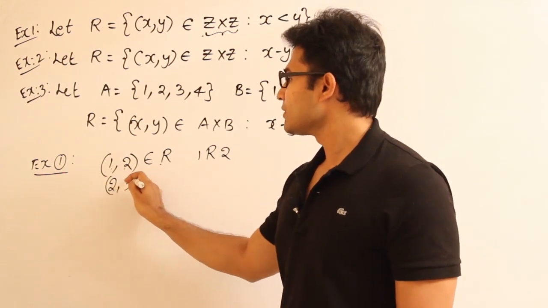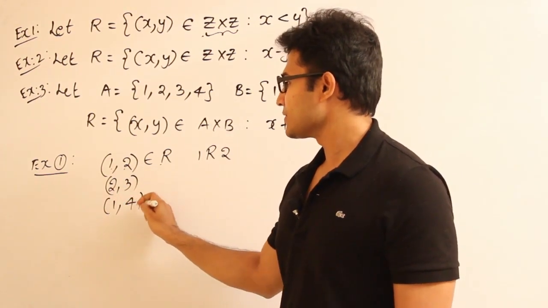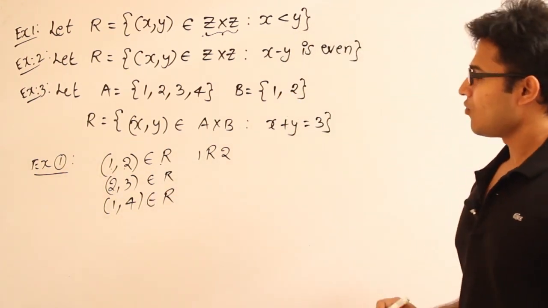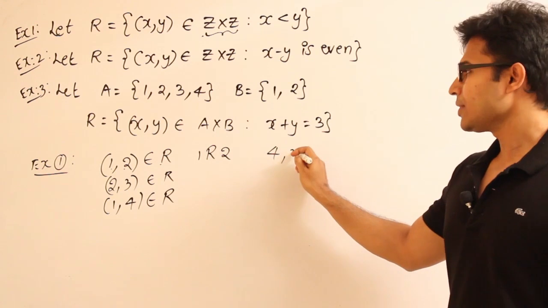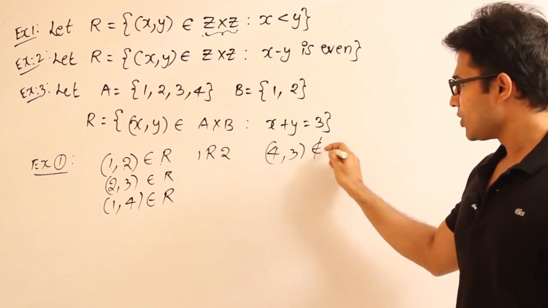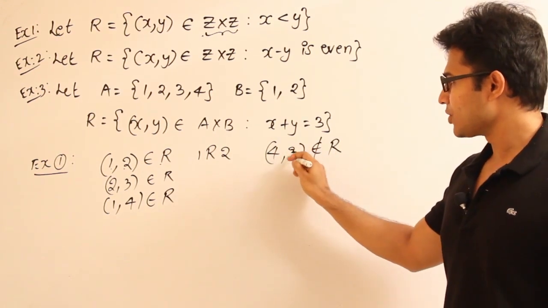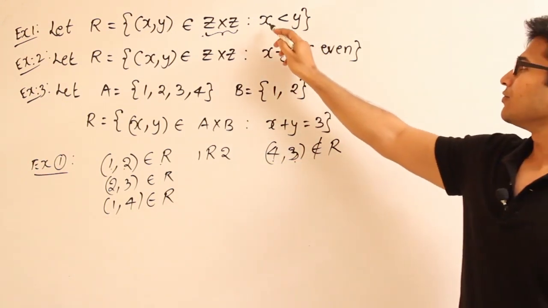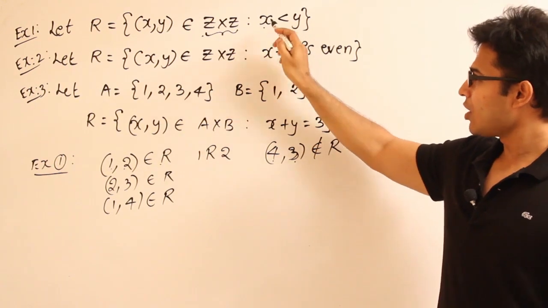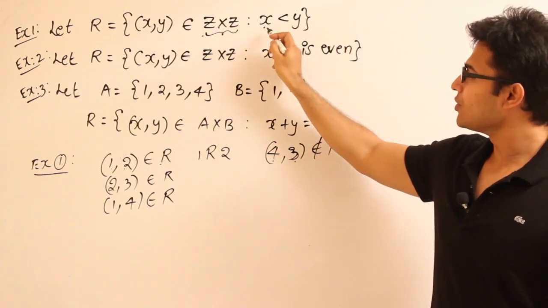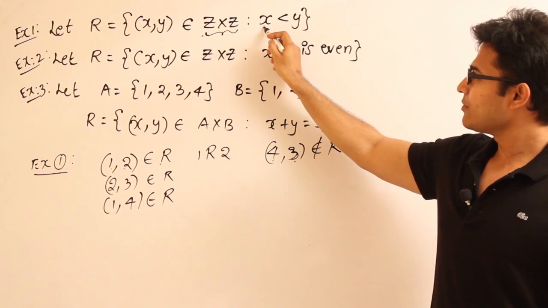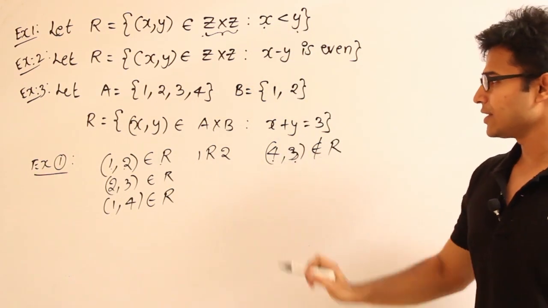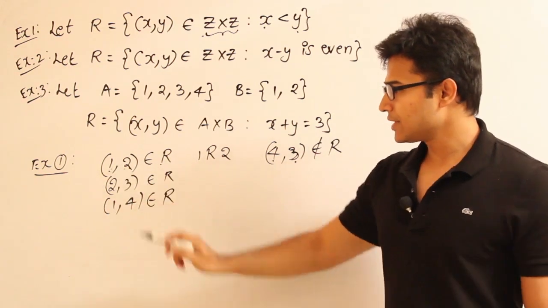So what about 2 comma 3? Yes. What about 1 comma 4? Yes. All these belong to the relation R. What about this element 4 comma 3? 4 comma 3 doesn't belong to R. The reason is that 4 is not less than 3. See, all the elements present in R will be of the type where the first element has to be less than the second element in the ordered pair. First element should be less than second element. In this case, the first element is less than the second one.